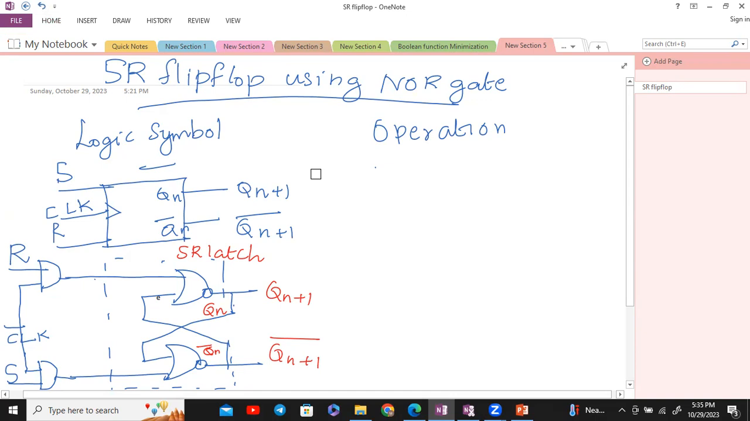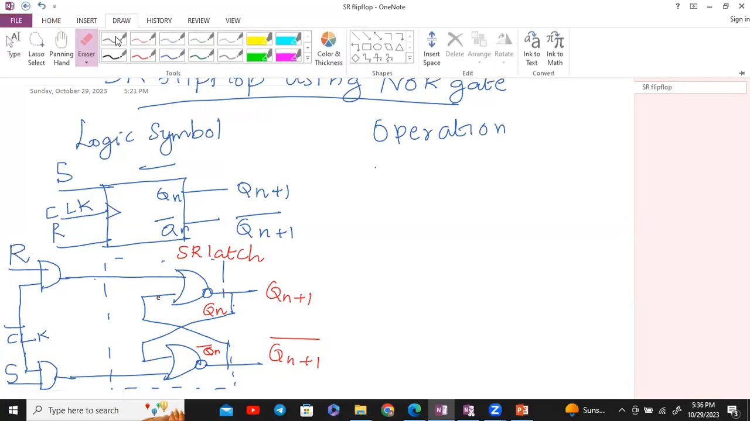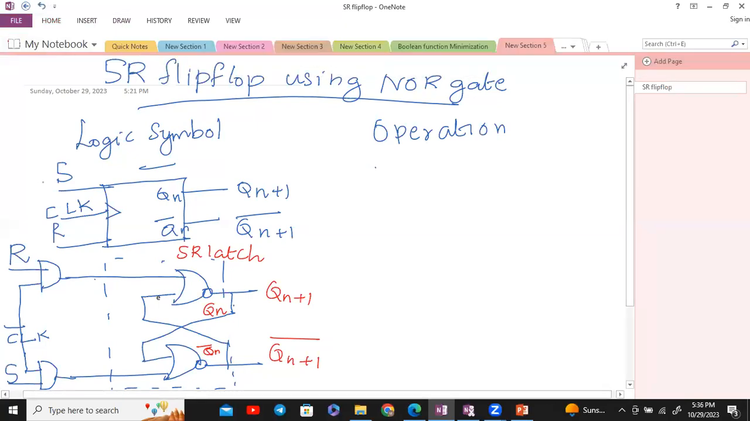So how do we define the SR flip-flop? It's a sequential circuit which has three inputs: set input, reset input, and clock input. It consists of two outputs: one is the normal output Qn+1 and a complement output Qn+1 bar. This is the logic symbol which represents the inputs as well as the outputs. These three are the inputs and these two are the outputs.